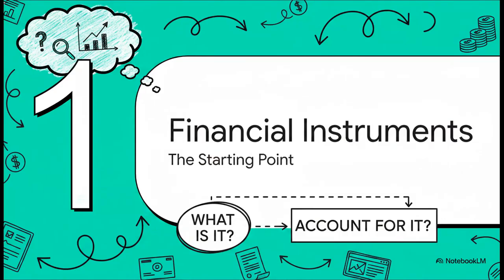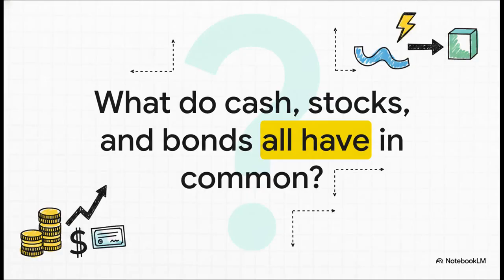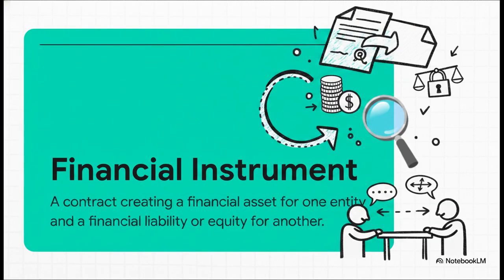First stop on the journey. What exactly are we talking about here? I mean, before you can account for something, you have to know what it is, right? So think about this for a second. You've got cash in the bank, shares in a company, and a corporate bond. They seem like completely different animals, but from an accounting point of view, they share a really important fundamental identity. Any guesses? Well, the answer is they are all what accountants call financial instruments.